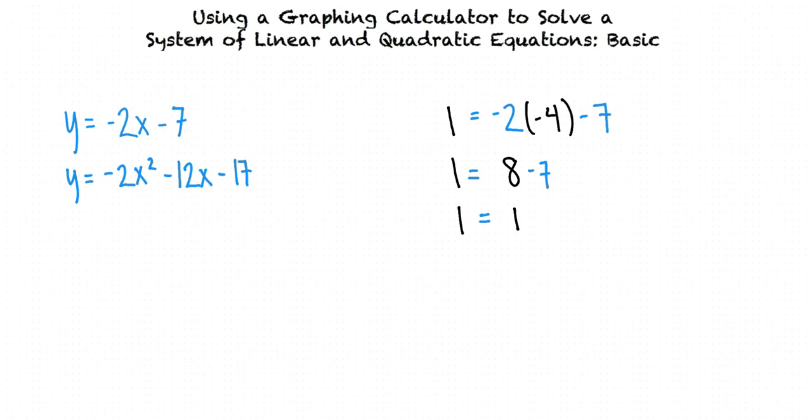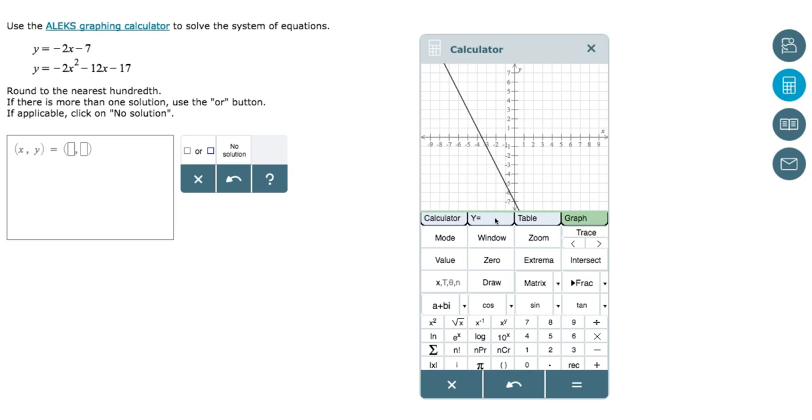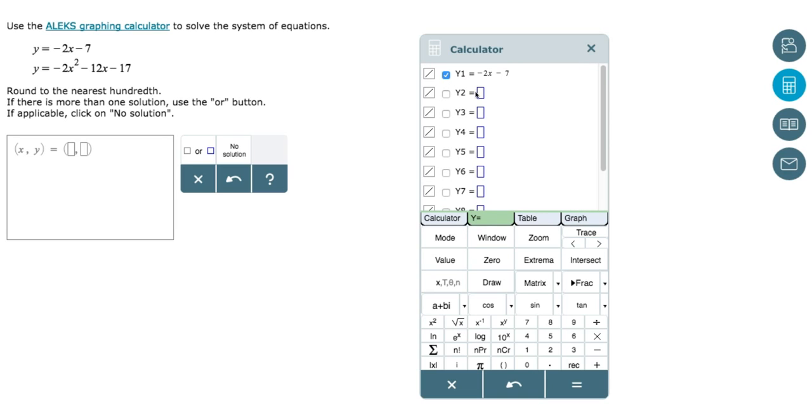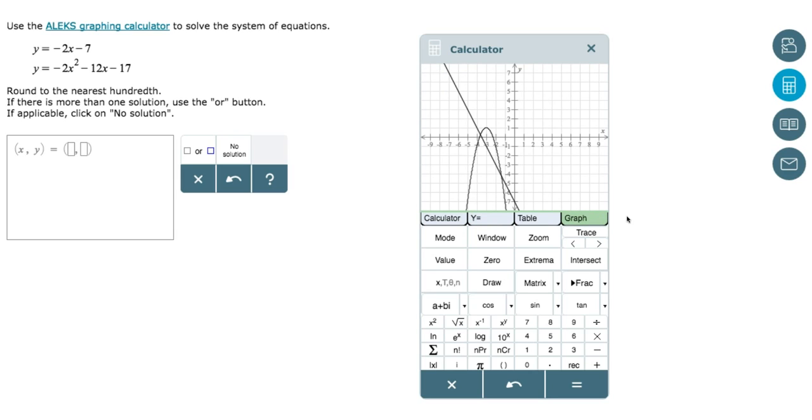Will the coordinates of every point on the graph of a function satisfy the equation of the function? They will. Just as in this case, the line contains all of the points that satisfy the equation y equals negative 2x minus 7. Now we'll graph the function y equals negative 2x squared minus 12x minus 17. Once again, we'll click on the y equals button, and this time we'll put our function in the y2 equals spot. And we click the graph button to see the graph of the function. When we do this, we see a curve. Similar to our previous example, this curve shows all points whose coordinates make this equation true.